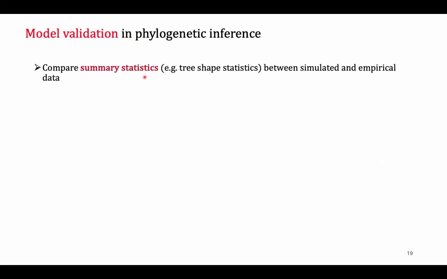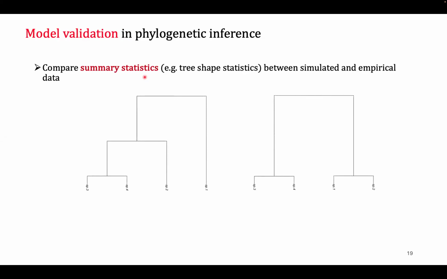Now I talked about having two different phylogenetic evolutionary models, and a way of actually choosing which one is a better fit to the empirical data that you have. What we can do is use statistics. You can compare different summary statistics between what you expect to get from your model, your simulated data, and the empirical phylogeny that you have. We can categorize these tree shape statistics by looking at, for example, the topology, so its shape.